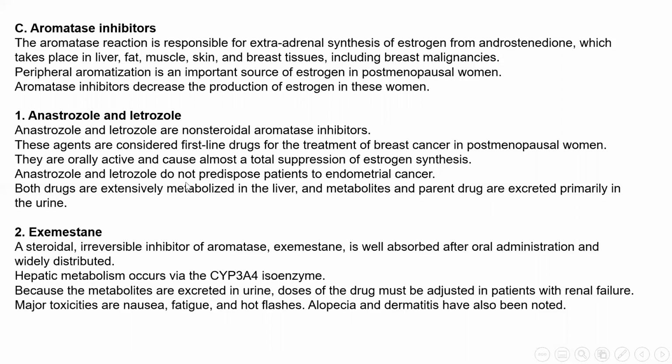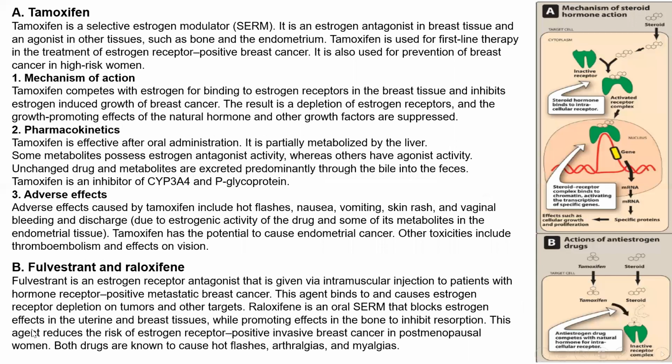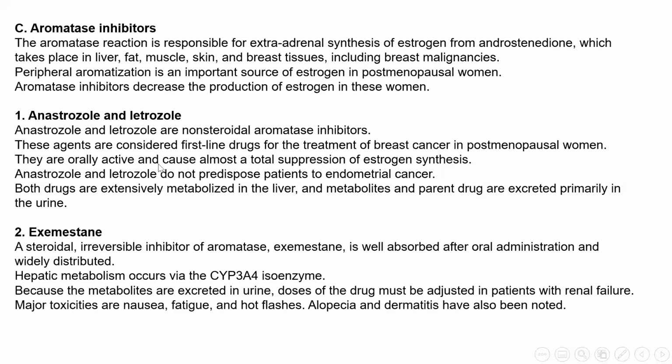Anastrozole and letrozole do not predispose patients to endometrial cancer, and this is an important feature, maybe not noticed with certain agents, as we see here with tamoxifen. Both of them are extensively metabolized in the liver, and they are primarily parent drugs. In addition to being metabolized, they are primarily excreted in the urine.